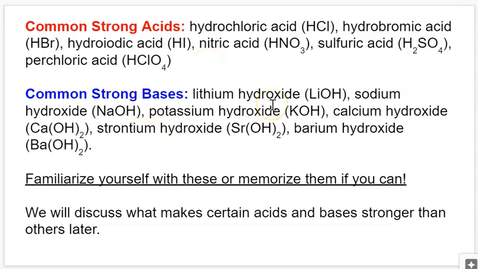And then strong bases, you'll notice here lithium hydroxide, sodium hydroxide, potassium hydroxide, calcium hydroxide, strontium hydroxide, barium hydroxide. They're all group 1 or 2 metal hydroxides. So I would like you to familiarize yourself with these or memorize them if you can. It's good to know which ones are strong and which ones are weak. You don't need to memorize the weak ones. Anytime you're given a Ka or a Kb for something, you can basically tell if it's going to be a weak acid or a weak base or not based off of the value of the K. But I'm also going to talk about what makes these particular things strong or weak a bit later in this lecture.